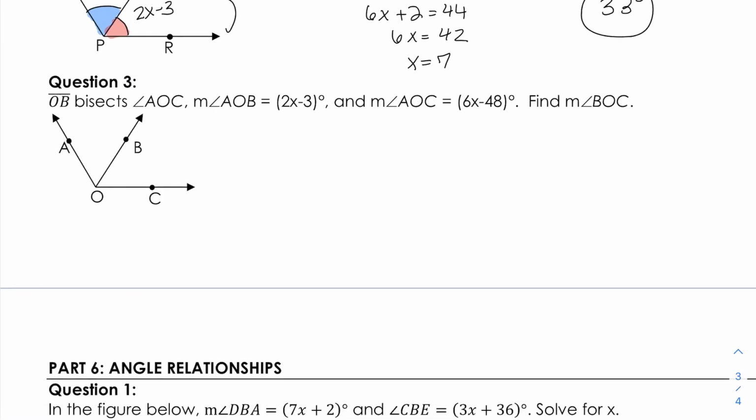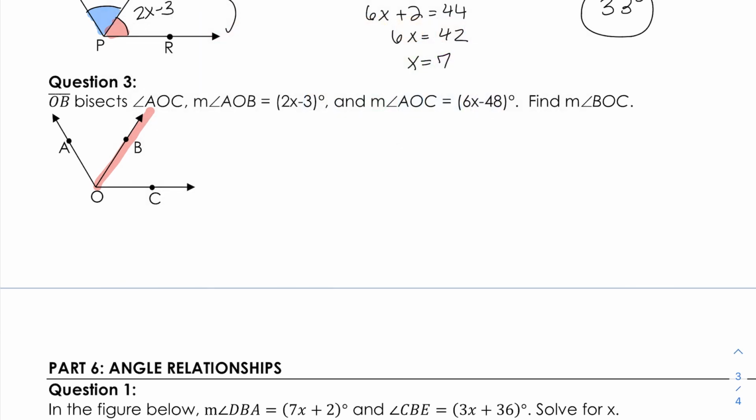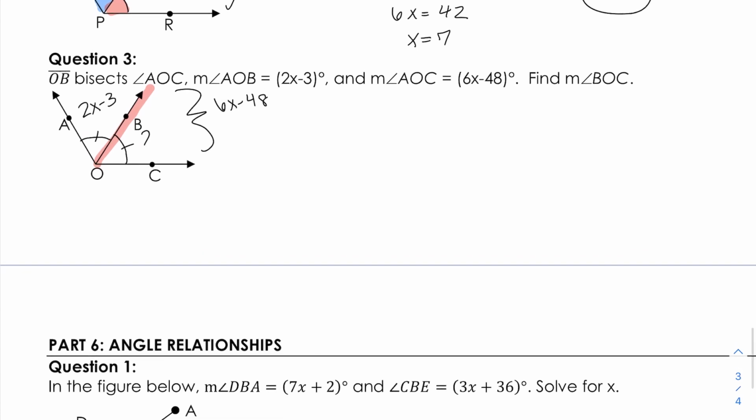Okay, question 3. OB bisects AOC. Same kind of thing. I know that AOB is equal to BOC. AOB is 2x minus 3, and AOC, that whole thing, is 6x minus 48. If AOB is 2x minus 3, BOC is 2x minus 3, and you're going to add them together and set it equal to the entire angle, which is 6x minus 48.